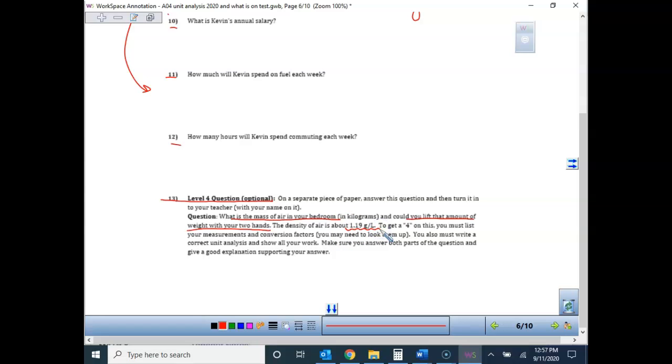So to get a 4 on this, and again, this is towards the standard part. Does it affect your letter grade? It's just that when I put in the standards on the test, this would give you a 4 on that standard. You must list your measurements of your room and the conversion factors that you use to get them. So you're going to need to look those up. You also need to write the correct unit analysis and show all your work. Make sure your answer has both parts of the question and a good explanation. So you just do it on a sheet of notebook paper.